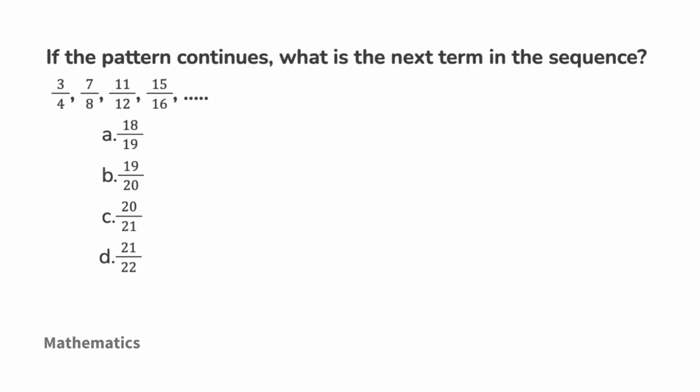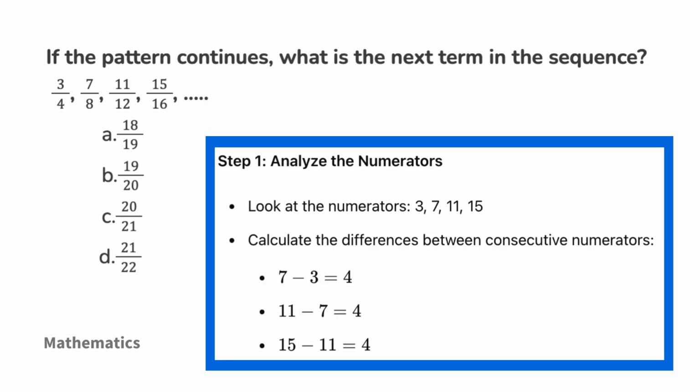Next question, if the pattern continues, what is the next term in the sequence? Solve this, come back when you're ready. All right. Now, in order to find the next term in the sequence, we'll want to analyze the numerators. And we'll be looking at these numerators 3, 7, 11, and 15. Calculate the differences between these consecutive numerators.